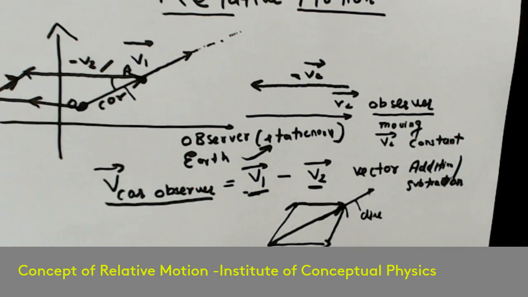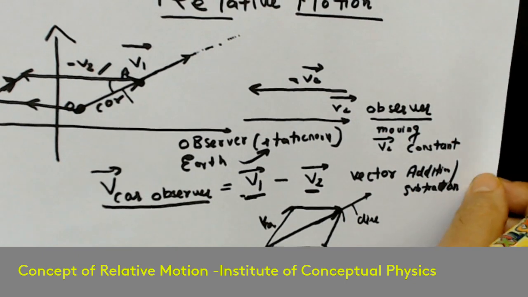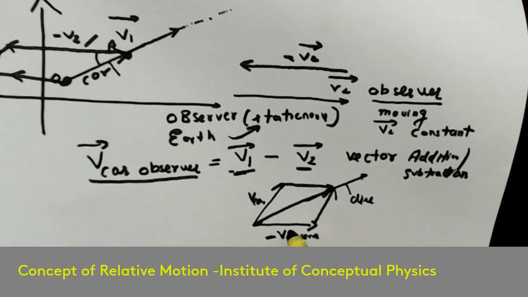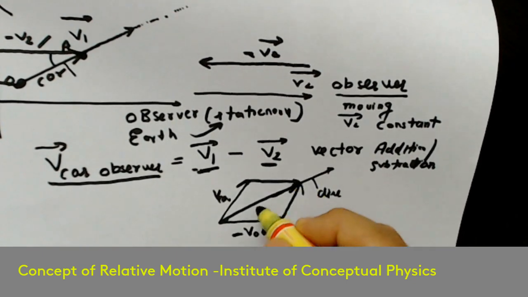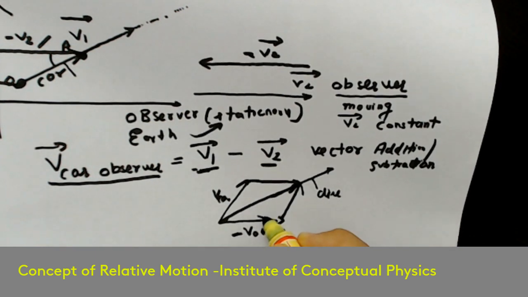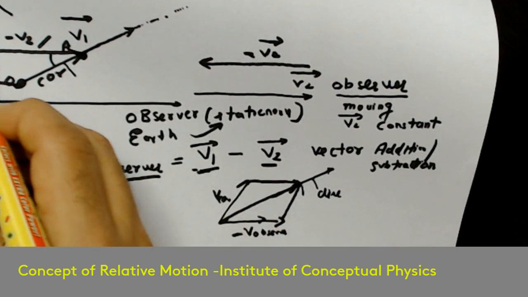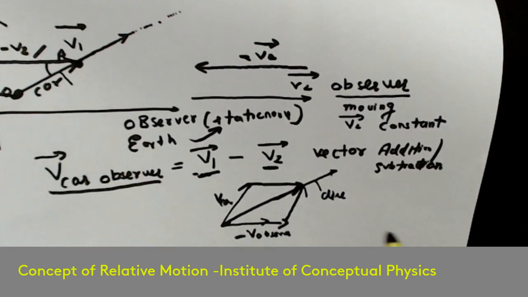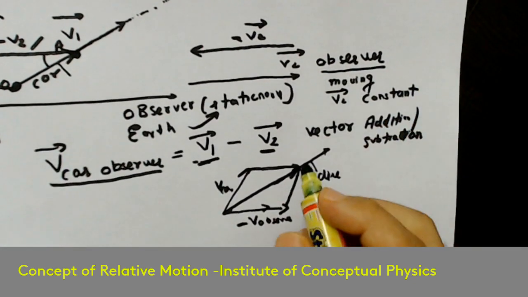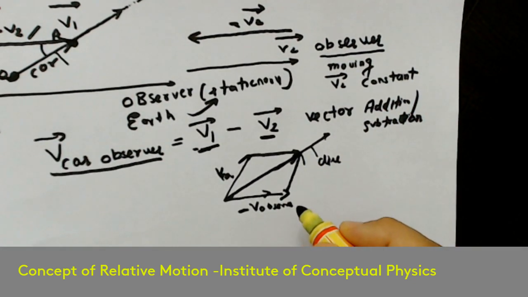So if this represented the velocity of the car and this represented the velocity of the observer, and this was inverted, I'm just showing a very simple version of it. This is inverted, and after inversion it is on the right hand side. In our problem, definitely it is on the left hand side, so don't worry about it. The point is, we're trying to understand the concept of relative motion.